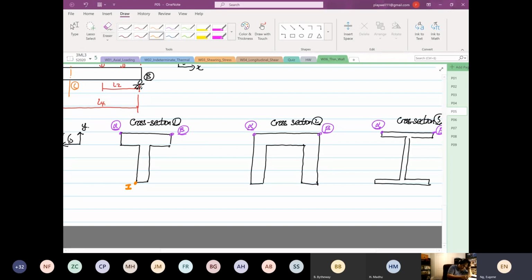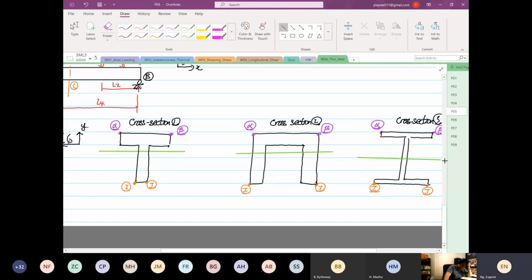Then this is my point I. Over here is my point J. Over here is my point I, over here is my point J. Over here is my point I, over here my point J. Then I'm going to draw my neutral axis on my centroid. My centroid is here. The greens are my centroid. My centroid is also here, and my centroid is here.